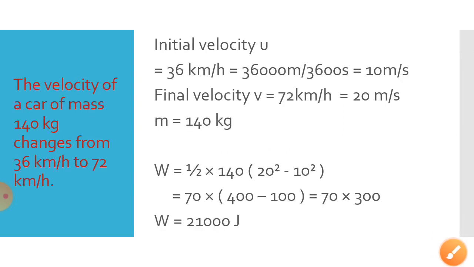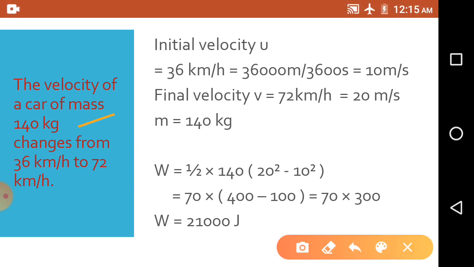Now see, this is one of the numericals: the velocity of a car of mass 140 kg changes from 36 km per hour to 72 km per hour, and we have to calculate the work done here. So we have the initial velocity u as 36 km per hour. We can change this: 36 km means 36,000 meter, and 1 hour means 3600 second, because we know that the SI unit of velocity is meter per second. So it will become 10 meter per second. In the same way the final velocity is 72 km per hour, which can be written as 20 meter per second.